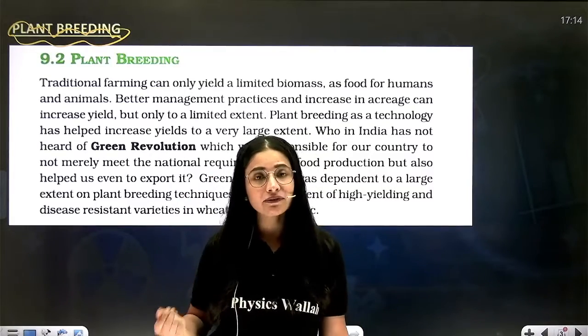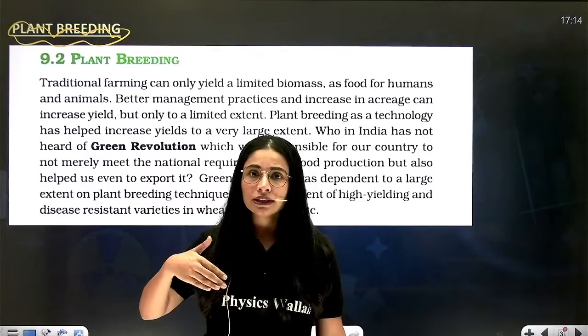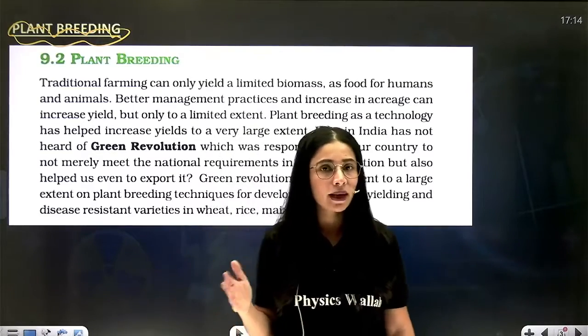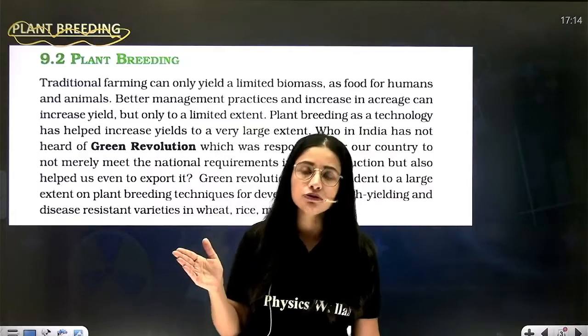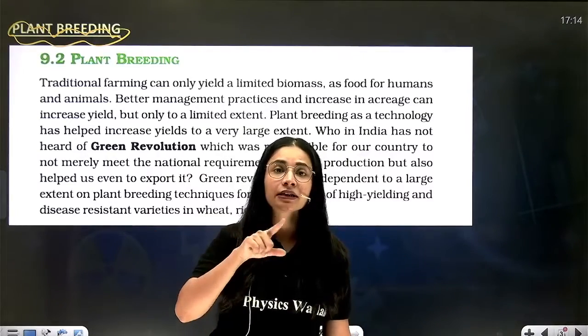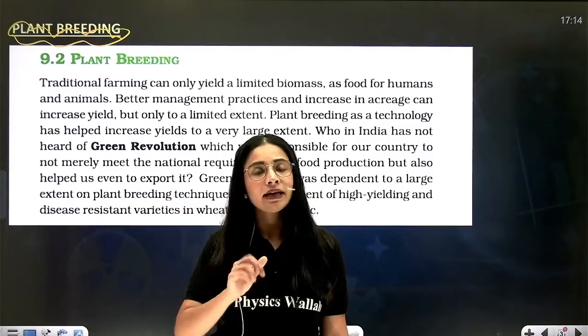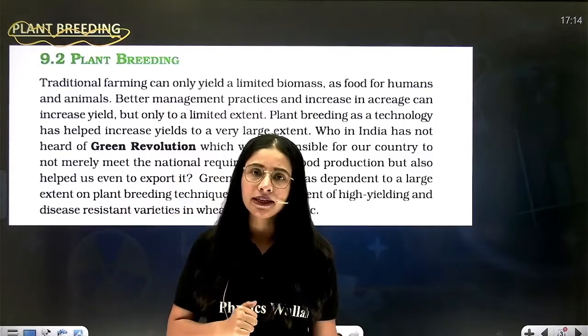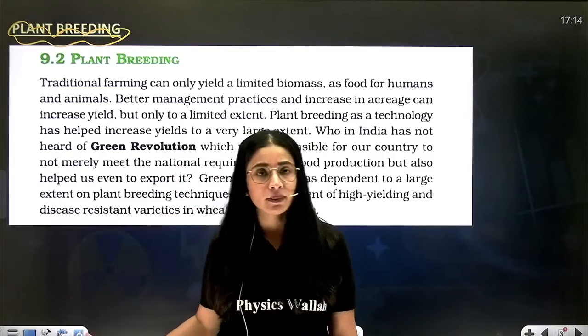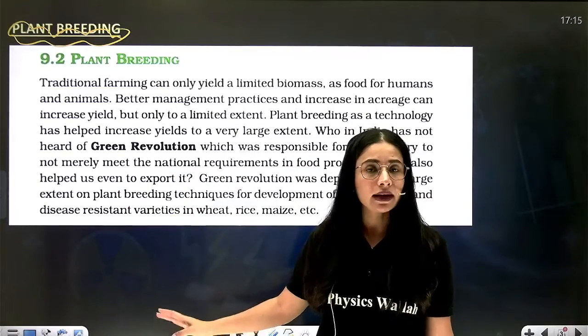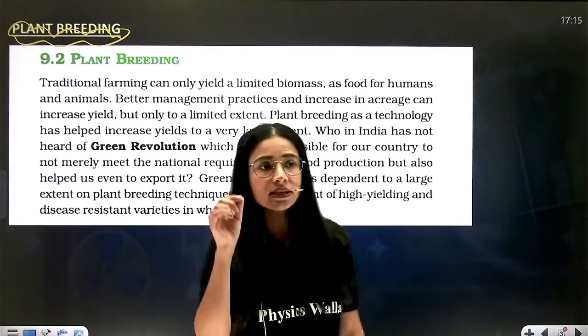So scientists have thought, why not develop a middle pathway, why not develop a solution to it by changing traditional farming to some new methods of farming. That is called plant breeding. So this paragraph I have taken from NCERT. Let's read this paragraph and try to understand what is written in it.